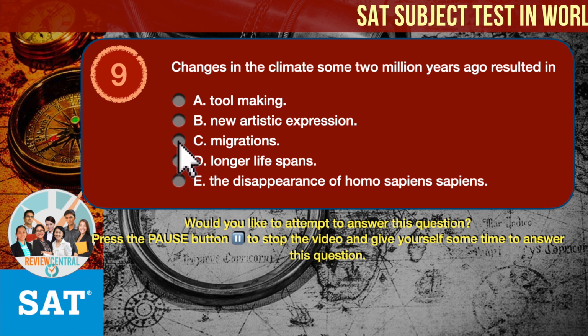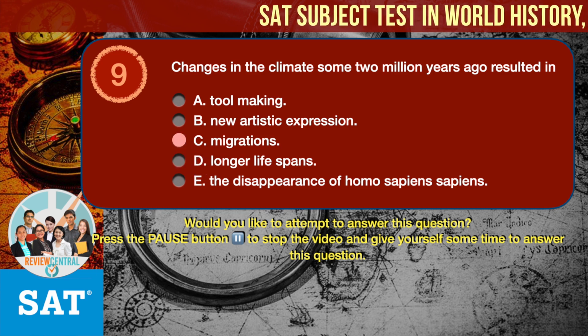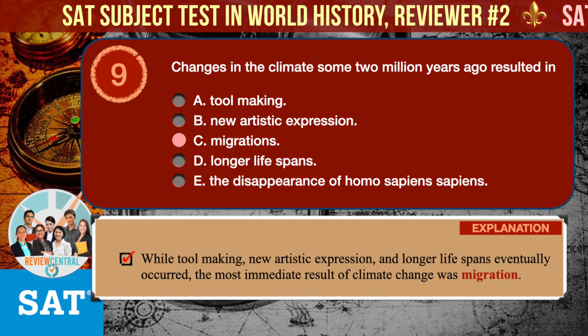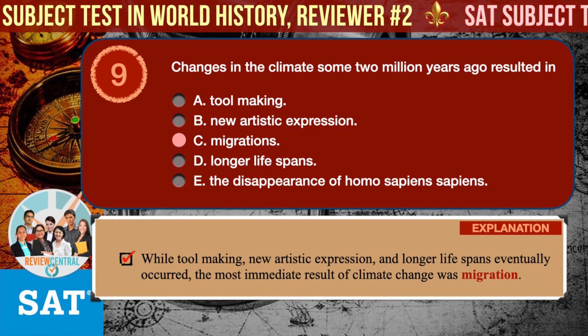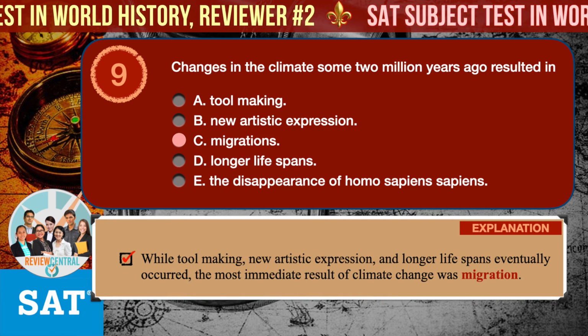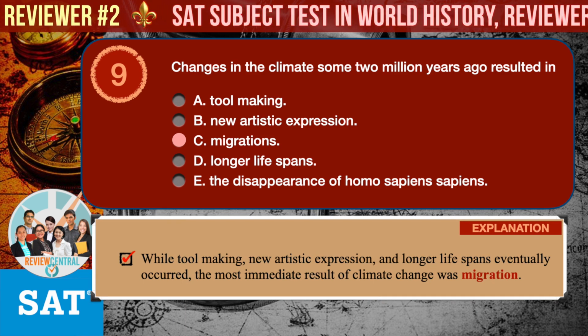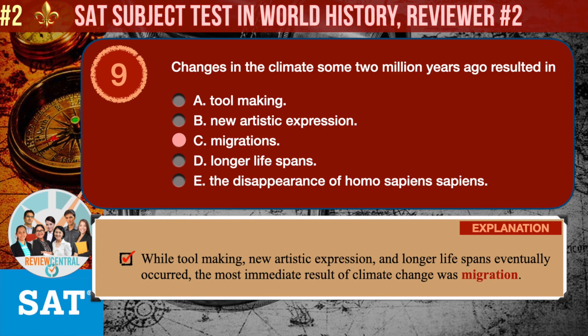The correct answer is C. Changes in the climate some 2 million years ago resulted in migrations. While tool-making, new artistic expression, and longer lifespans eventually occurred, the most immediate result of climate change was migration. Answer choice E is incorrect because Homo sapiens sapiens are our present species.